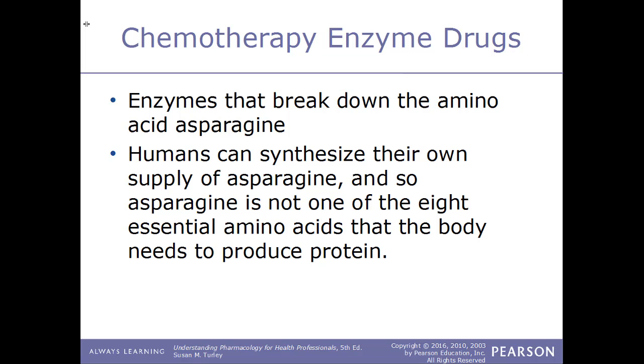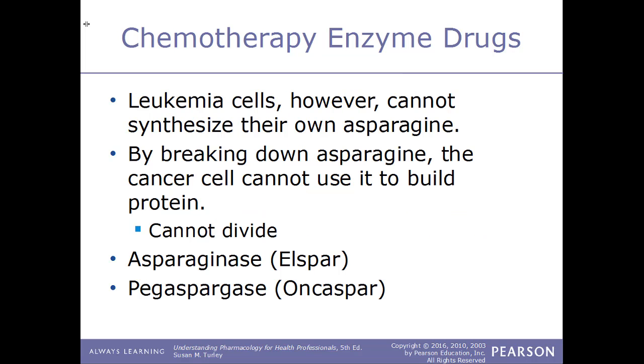Now humans can synthesize their own supply of asparagine. So this is not one of the essential amino acids that you must get from your diet, but we can produce this on our own naturally. But leukemia cells, however, cannot synthesize their own asparagine, so they need to get another source of asparagine in order to make proteins.